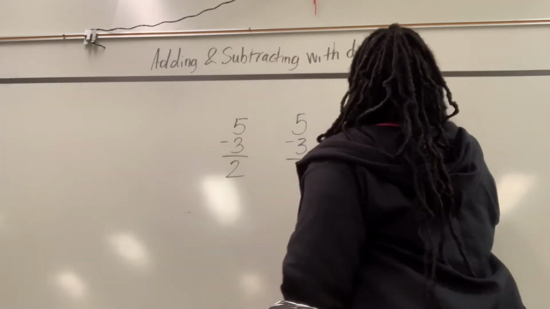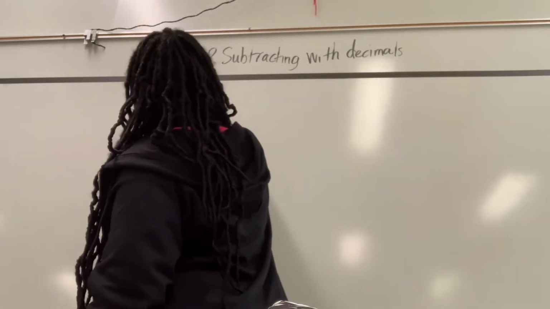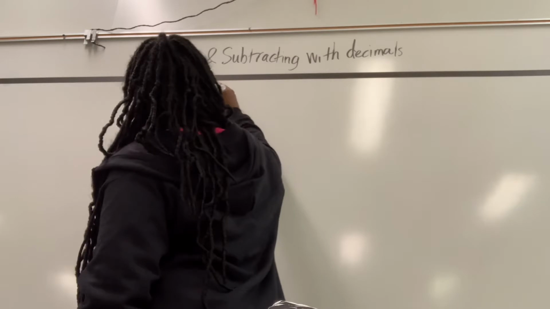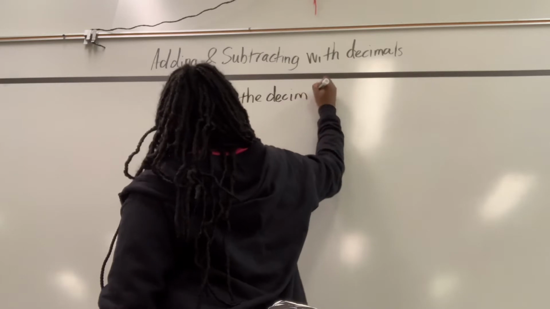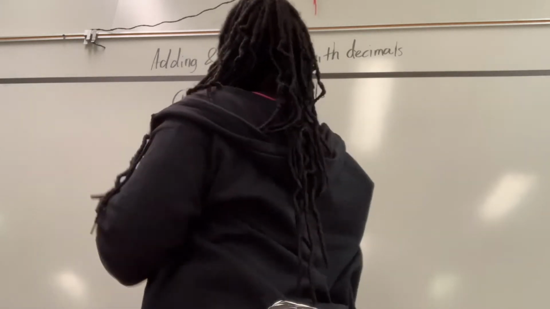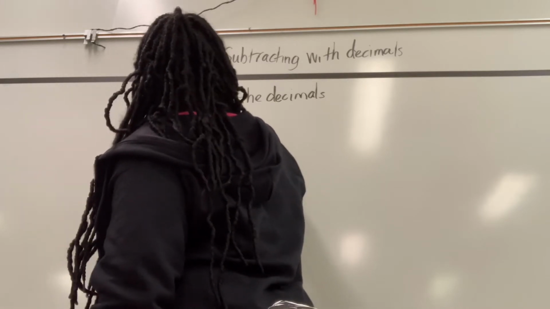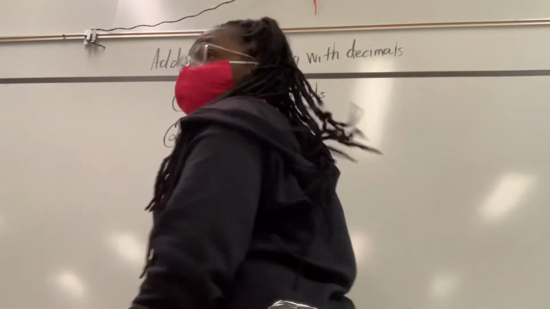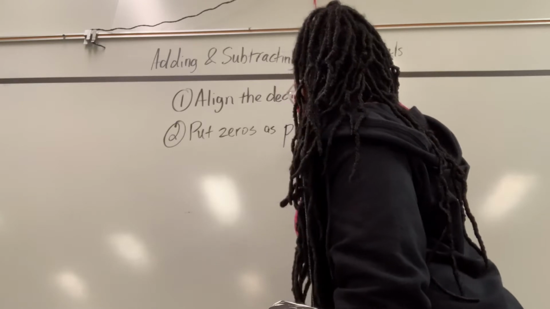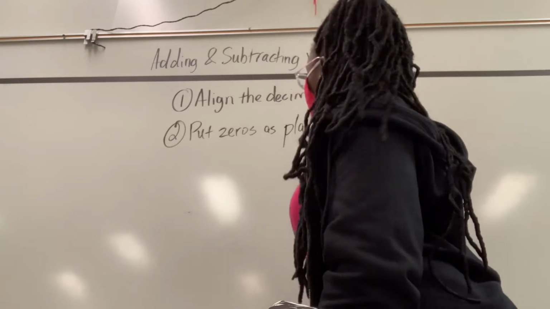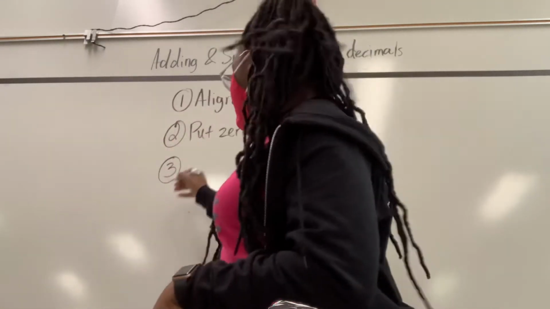So, it's a very easy process. The first thing you're going to do is align the decimals. The second thing you're going to do is put zeros as placeholders. And then the third thing that you're going to do is just do it, right? Just solve the problem.